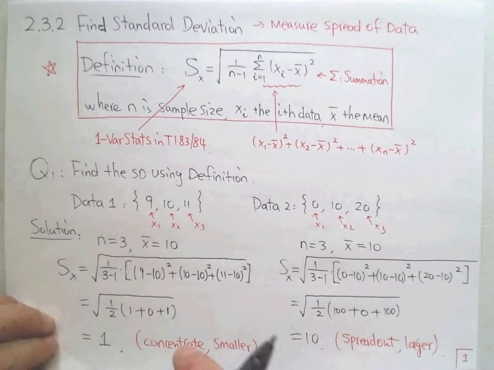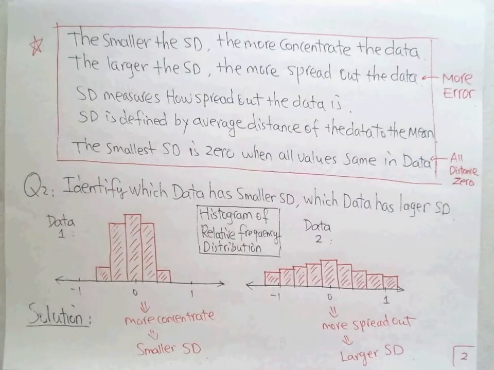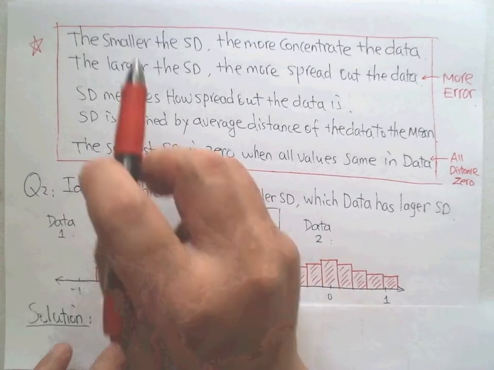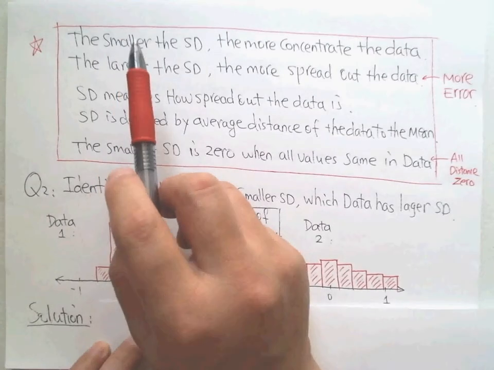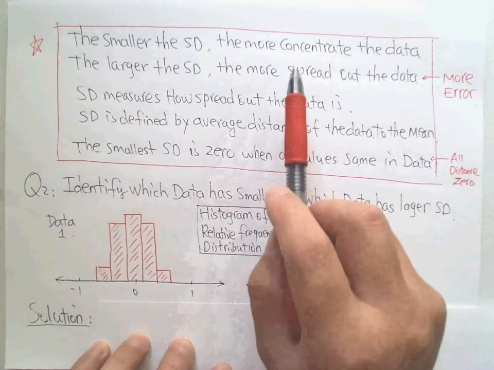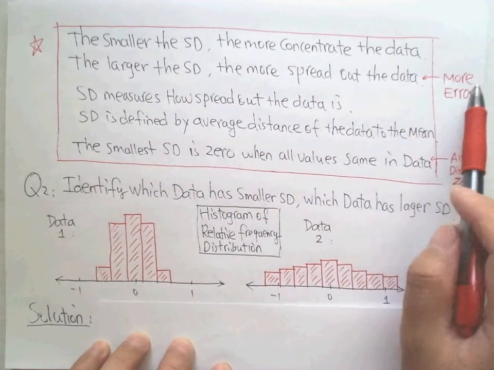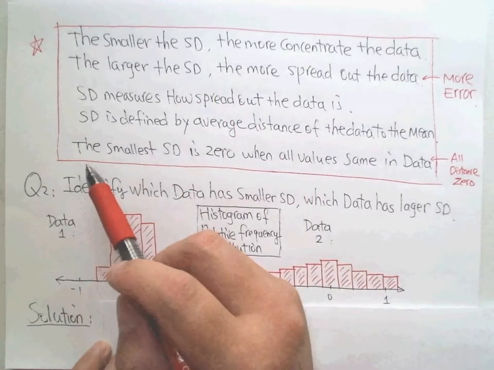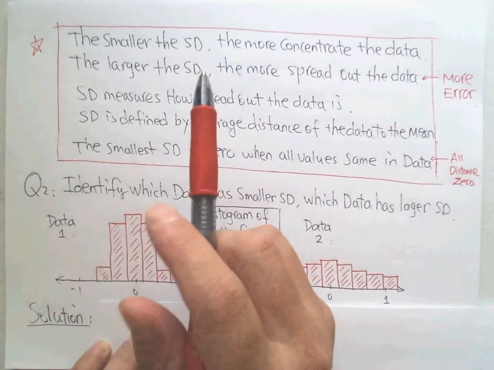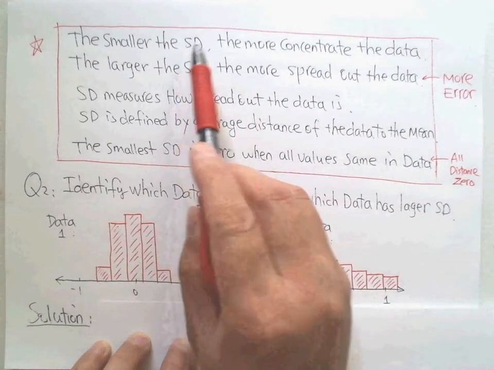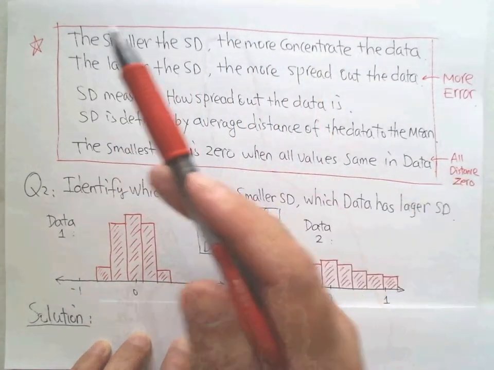Okay, I summarize these results in another page. Now we're going to understand what the standard deviation really means. As we just said from the first example, the smaller the standard deviation, the more concentrated the data. The larger the standard deviation, the more spread out. Someone also says the larger standard deviation means more error. There's big error if the data spread out. Or more precisely, the standard deviation exactly measures how spread out the data is. Smaller standard deviation, concentrated; larger standard deviation, spread out.